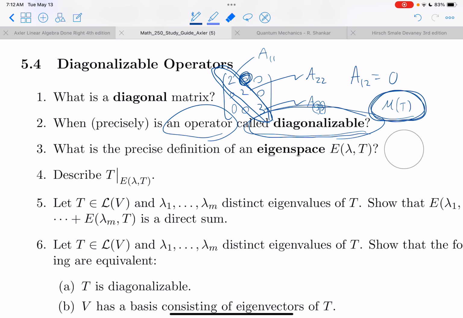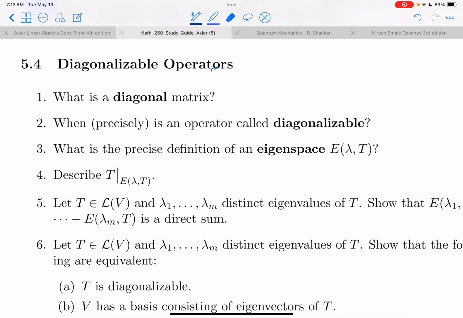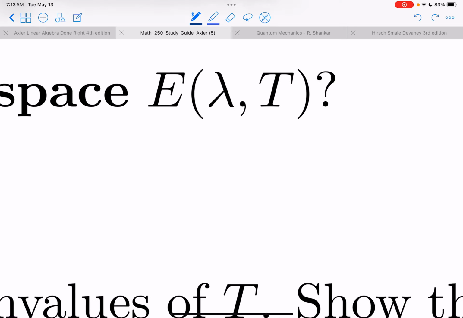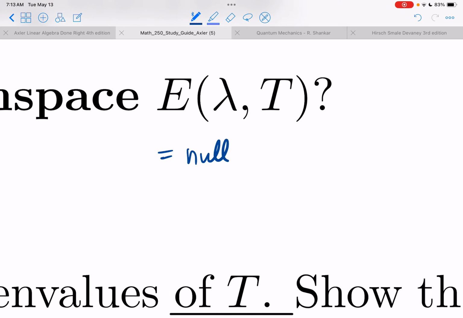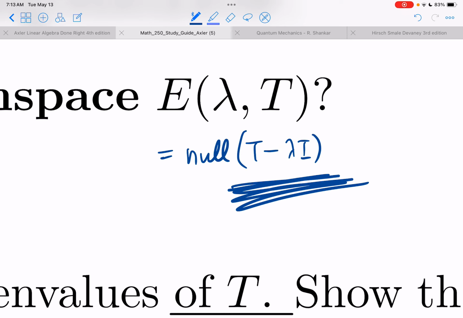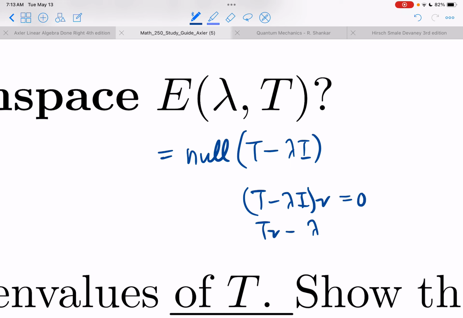Okay. So what's the precise definition of an eigenspace? Your book's notation is this. Maybe one definition is it's the null space of T minus lambda times the identity. This operator has come up many times, both the range of it and the null space of it, many times in proofs. So we've seen it before. If a vector is in the null space of this operator, that means that (T minus lambda times the identity) v is 0. But that means Tv minus lambda v is 0. But that means Tv is lambda v.